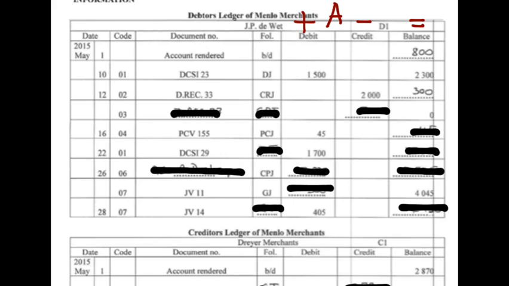So when that happens to the value of 0, I needed to decrease my account by 300 to get it to 0. So in other words, 300. What can be something on the same date that decreases by 200 and then again by 300 to the value of 0? That could only be discount that was allowed. So receipt number 33 again, CRJ again, and that's the discount that was allowed.